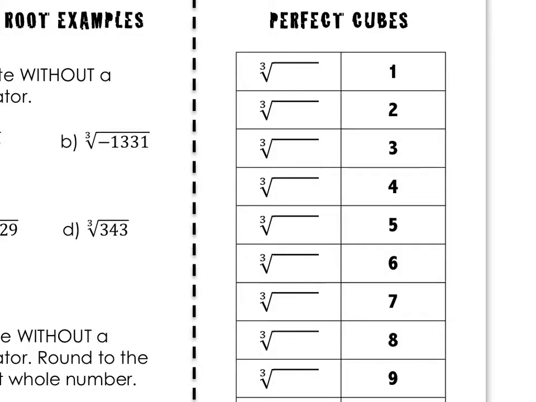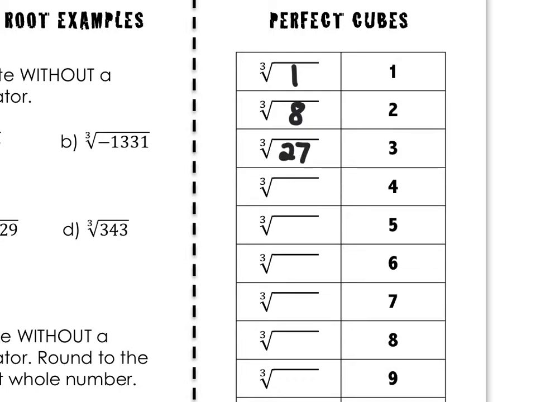Okay, now let's take a look at the other side of our notes, the perfect cubes. Notice that it still has what looks like the radical sign here, but has a little 3. So this is the cube root symbol. To get the perfect cubes, you take that number 1 and you cube it. So 1 to the third power is 1. Then the next one: 2 to the third power is 8. 3 to the third power is 3 times 3 times 3, which is 27, etc.